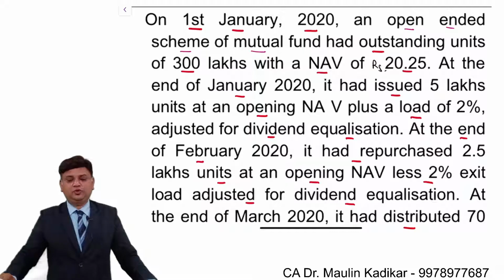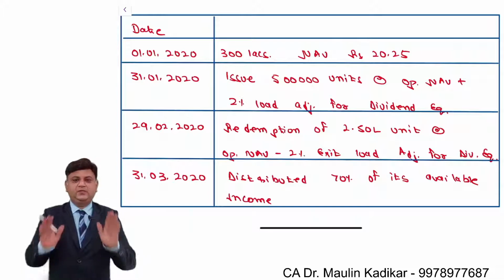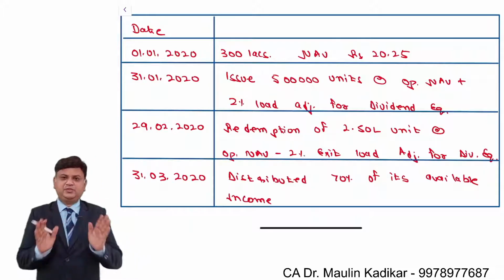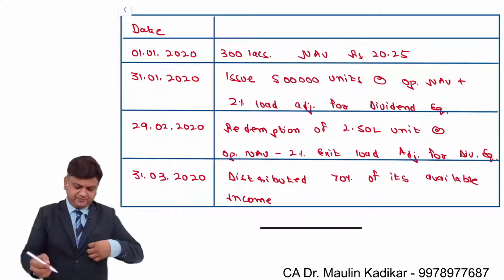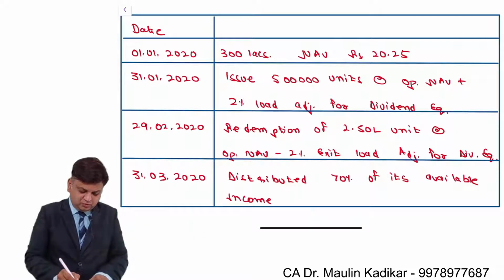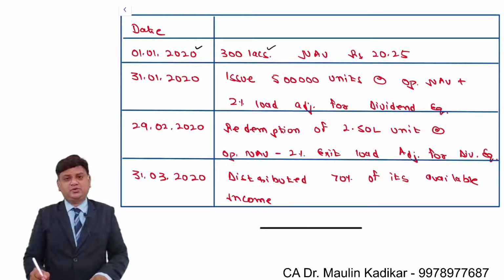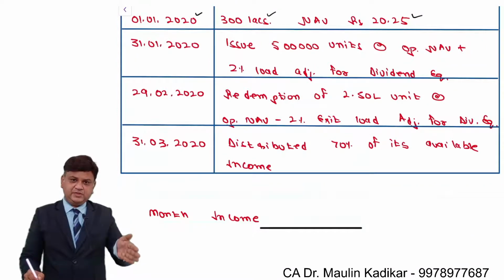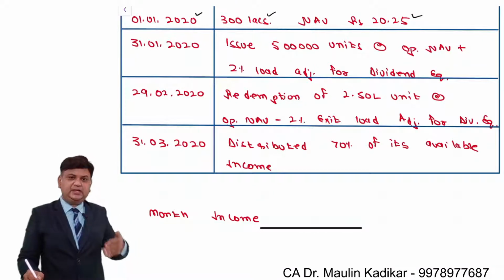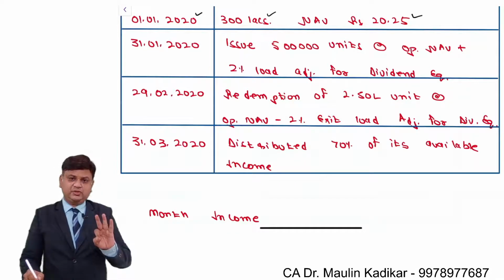I request all of you to go through the question, please. First of all, let us have an understanding of the information in the question. The question provides the information that on 1st of January 2020, there were 300 lakh units outstanding at the rate NAV 20 rupees 25 paise. At the end of January, at the end of February, at the end of March, 3 transactions have been given to us.